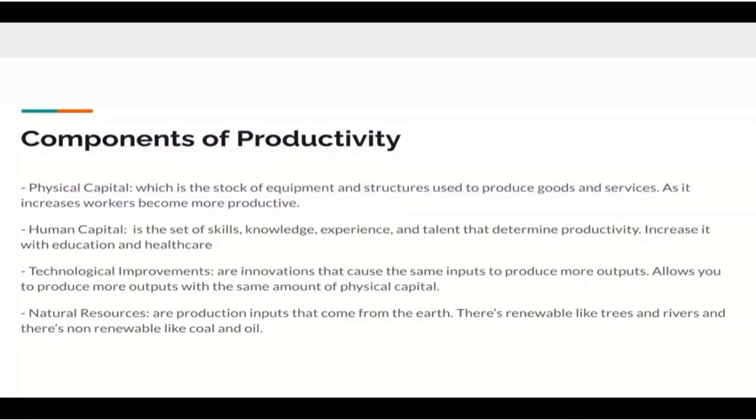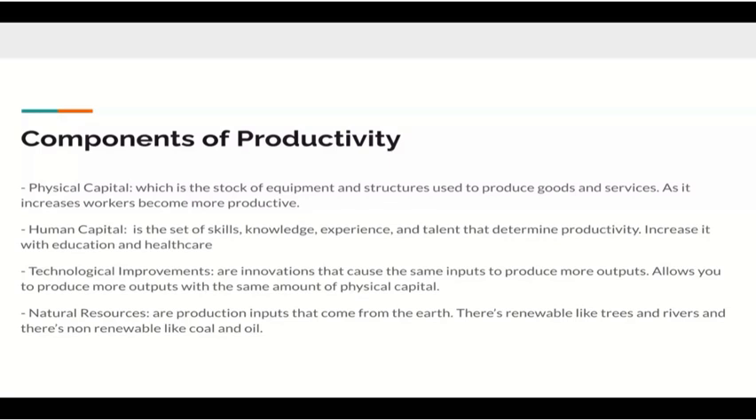They're the innovations that cause the same inputs to produce more outputs. So it just makes things more efficient and allows us to produce more outputs with the same amount of physical capital. An example of that could be like an internet invention that makes things move faster. And then lastly, we have natural resources, which are the production of inputs that come from the earth. So we have renewable resources and non-renewable. Renewable is going to be trees and rivers, and then non-renewable is like our coal and oil.